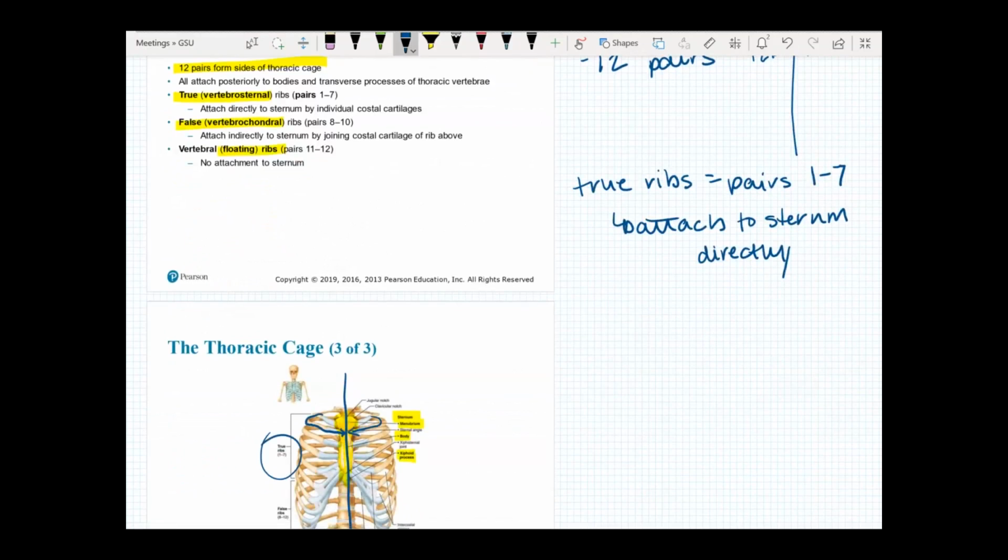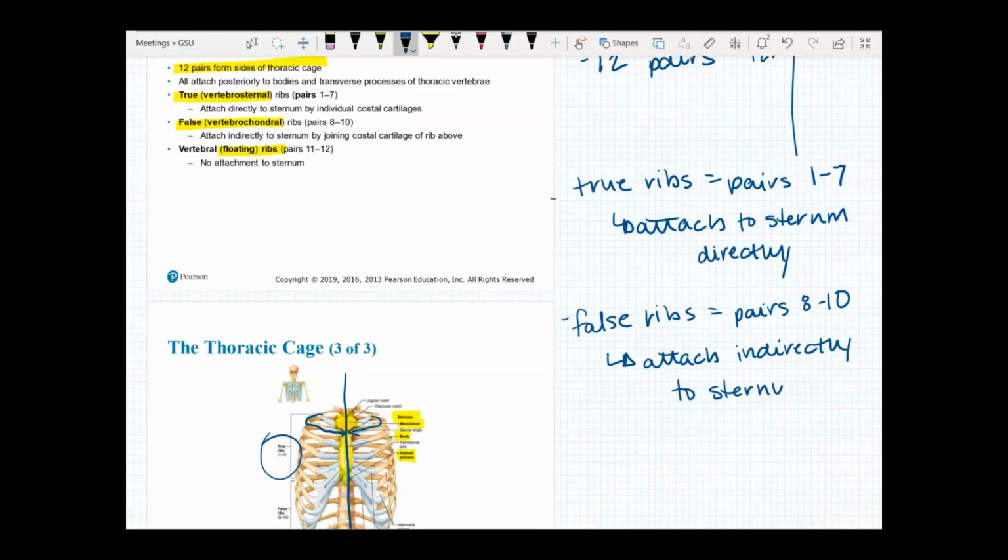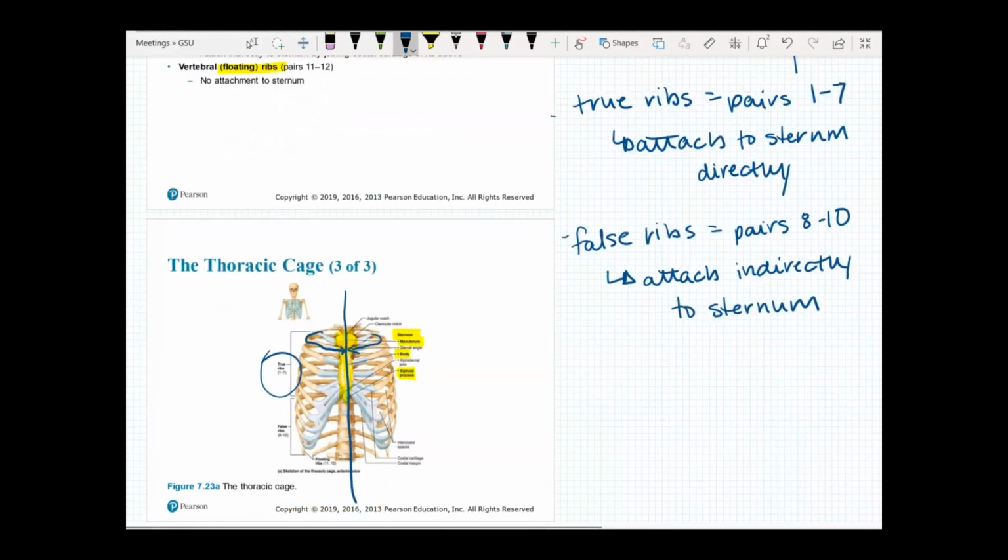And then you're going to have false ribs. And these are going to be pairs 8 through 10. And these do not connect directly to the sternum. They attach and connect indirectly to the sternum. So that means there's going to be cartilage that is connecting them, not the actual bone itself. So if we look down here, here's my bone. Oh, look, he actually connects to cartilage before he then attaches to the sternum. This guy right here is going to connect to cartilage and then attach. So these are your false ribs.